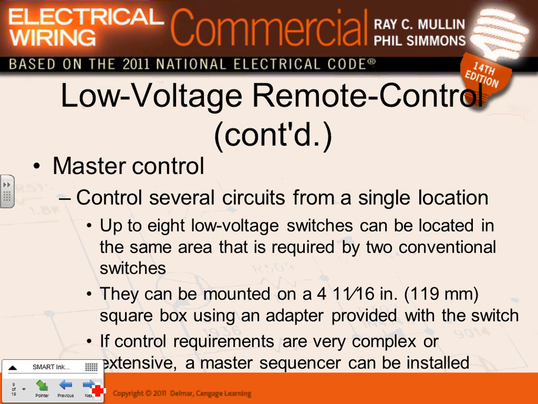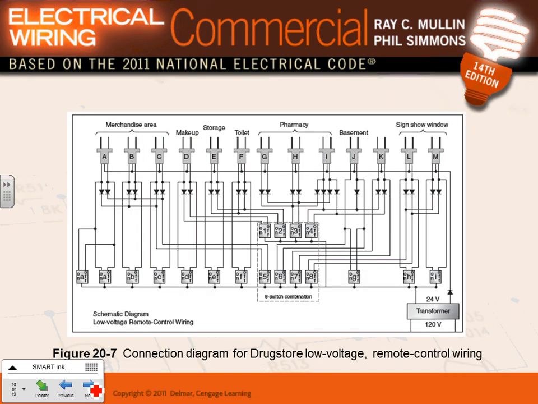Master control. Up to 8 low voltage switches can be located in the same area, so you can do a lot of things, guys, with them. One switch can control a lot of things. If you have a square box like this, you can put tons of these controls on them. I'm going to show you the master control that they use in a second here. Here's your master control.